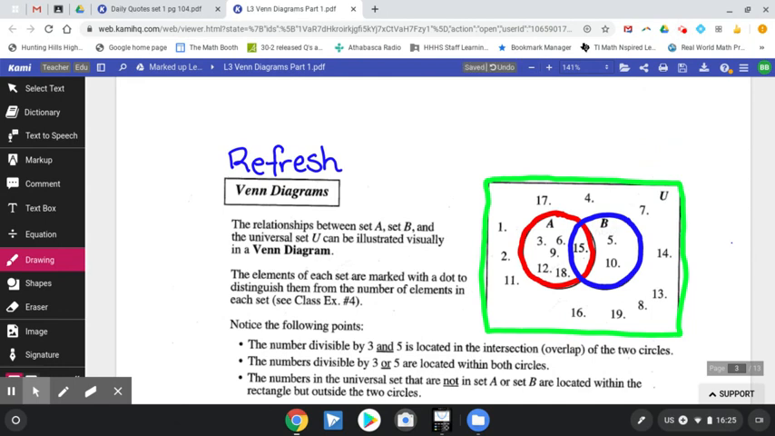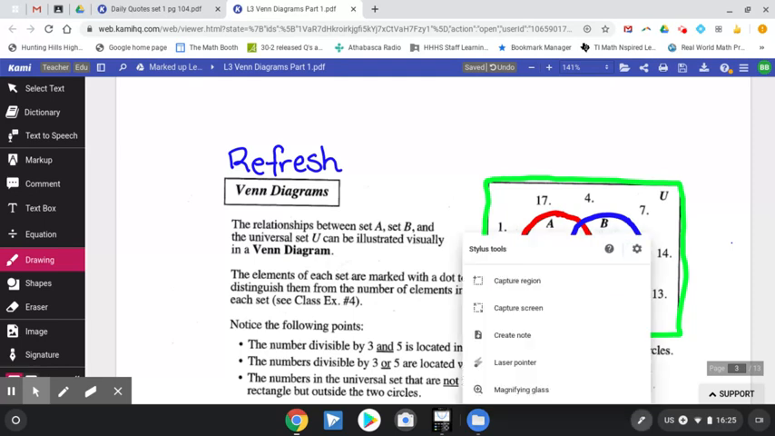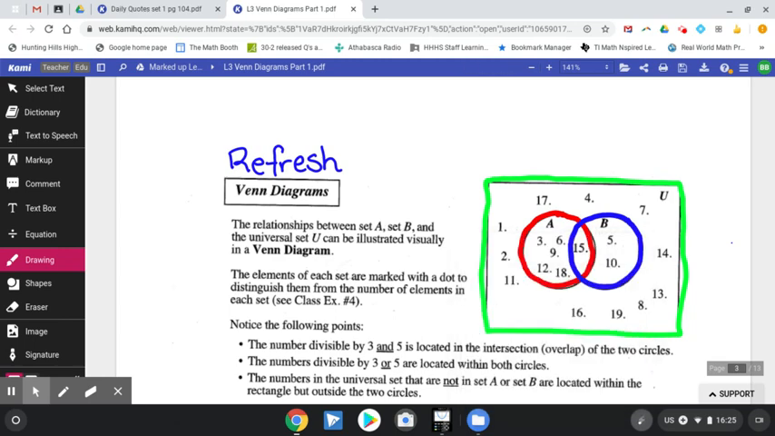All right, so just a little refresher on Venn diagrams. We're going to look at this diagram to the right, and it says relationships between set A, set B, and the universal set U can be illustrated visually in a Venn diagram. So sometimes when we look at the Venn diagram, we only think that there's two sets there because there's two circles. But remember that the one set is everything that's in there. So the universal set is everything that's in the rectangle.